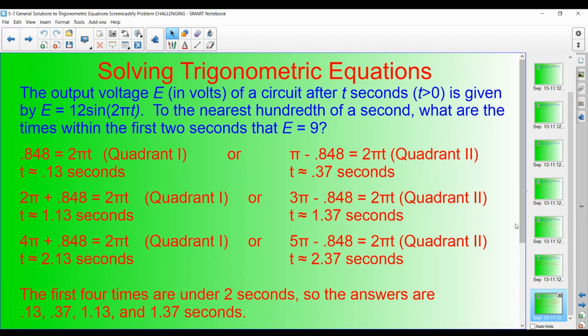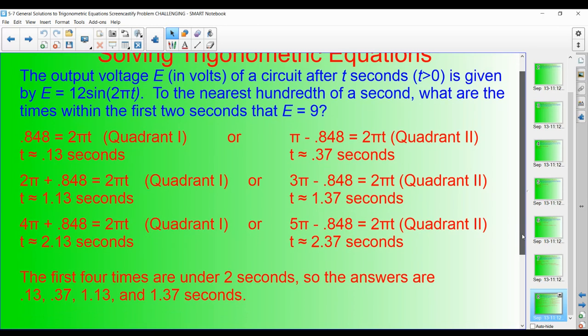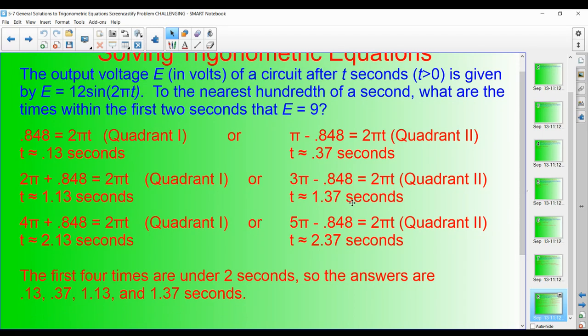The question asks within the first 2 seconds, and as you can see, the first 4 results are all within 2 seconds. So those are the first 4 times that the volts are exactly 9. In this case, I have 4 solutions. And that's how you solve by setting up multiple equations and making sure you answer with every answer, even if it doesn't tell you how many answers there are going to be.